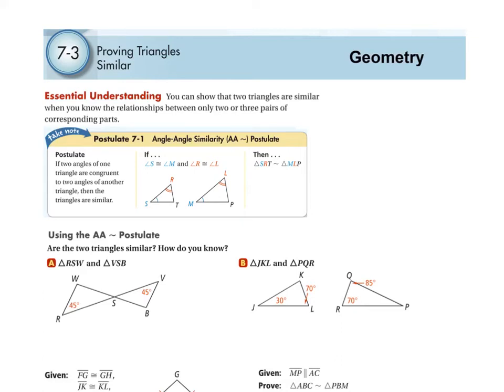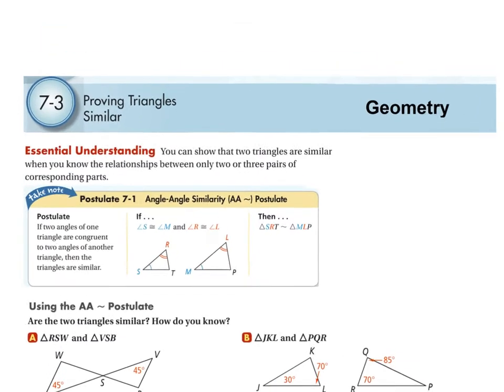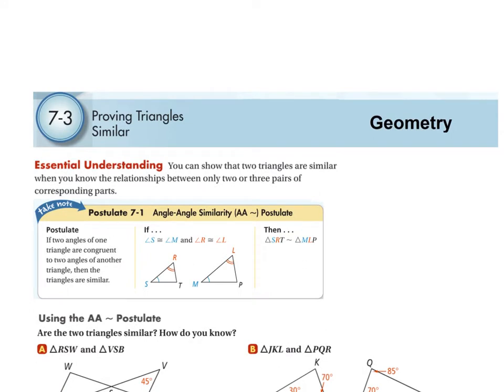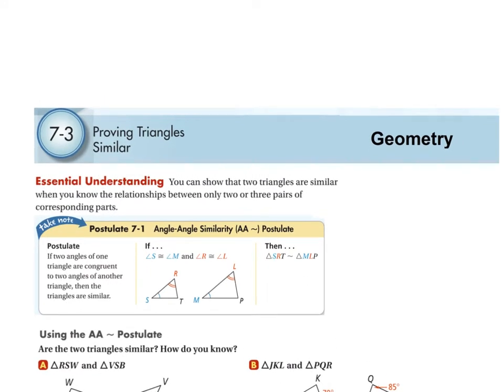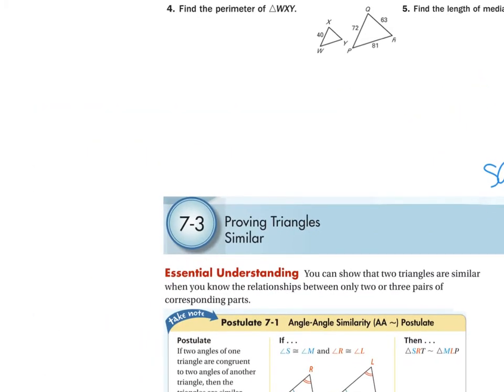Okay, so now let's talk about section 7.3, and that's about proving triangles are similar. So, recap, similar means same shape, not the same size, different size. And then also recap, that the angles are congruent, and then the sides are proportionate.